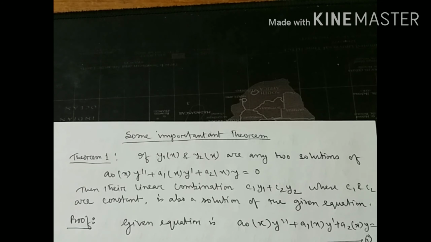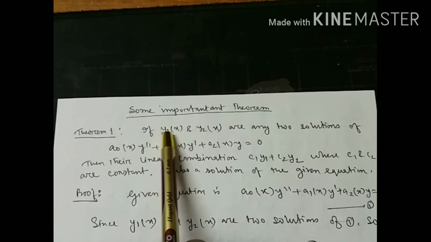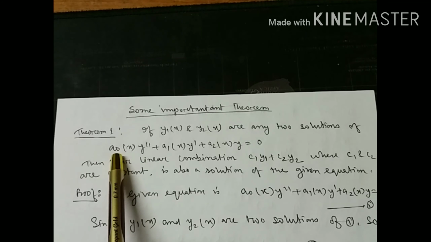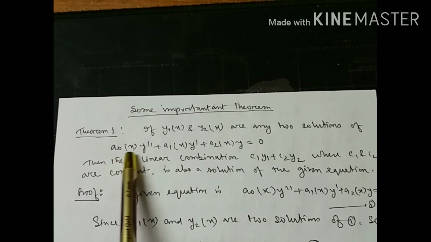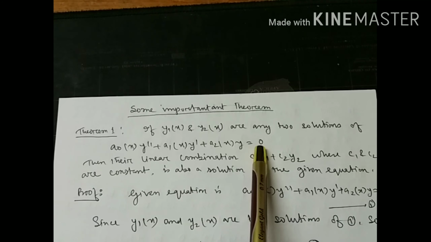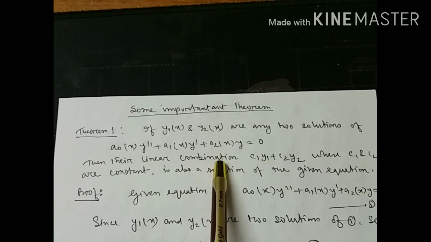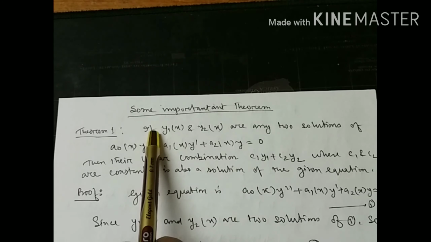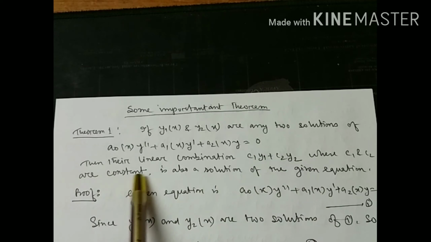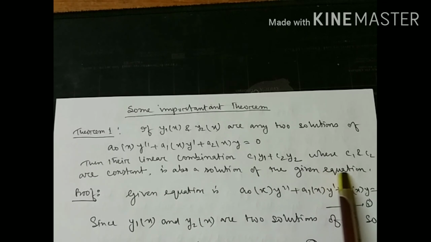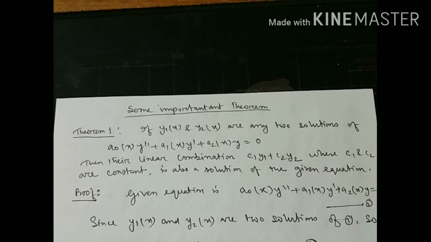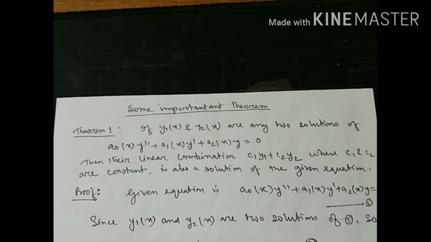Right? So our first theorem is: if y1(x) and y2(x) are any two solutions of this homogeneous second order linear equation a0(x) y'' + a1(x) y' + a2(x) y = 0, then their linear combination, that is c1 y1(x) + c2 y2(x), where c1 and c2 are constants, is also a solution of the given equation. Right? Already we have done this type of problem related to this theorem.